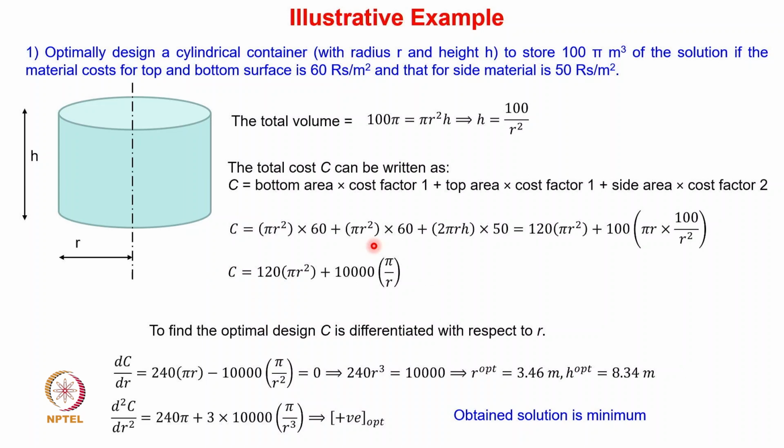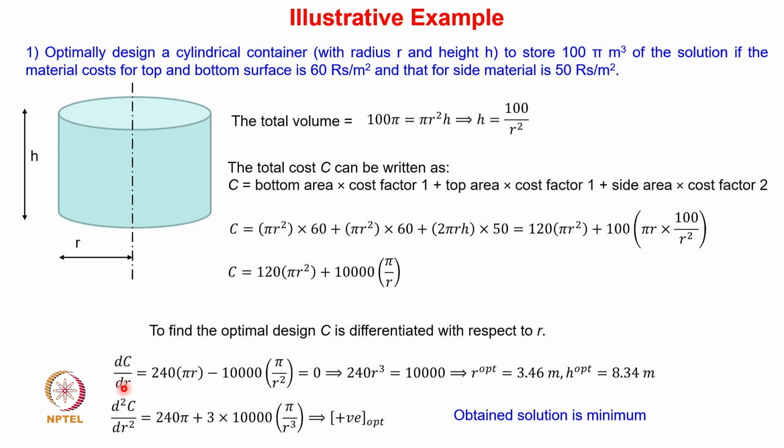Now we wanted to minimize this cost with respect to r, with respect to radius r. We wanted to select the radius r such that this cost becomes minimum. So what we have to do is differentiate this cost with respect to r. And if you differentiate this C with respect to r, what we are going to get is dC by dr, and we have to equate it to 0.